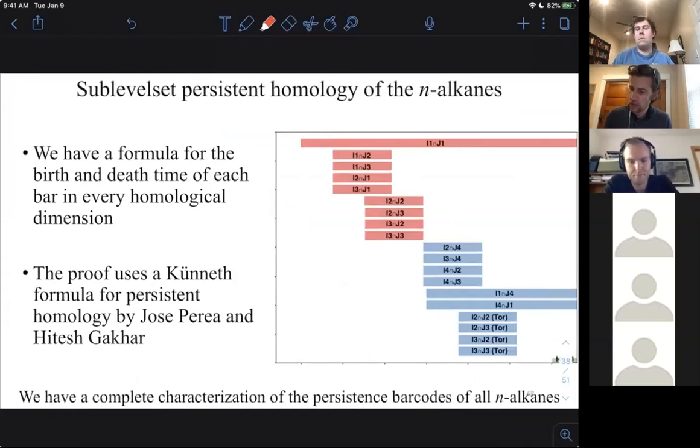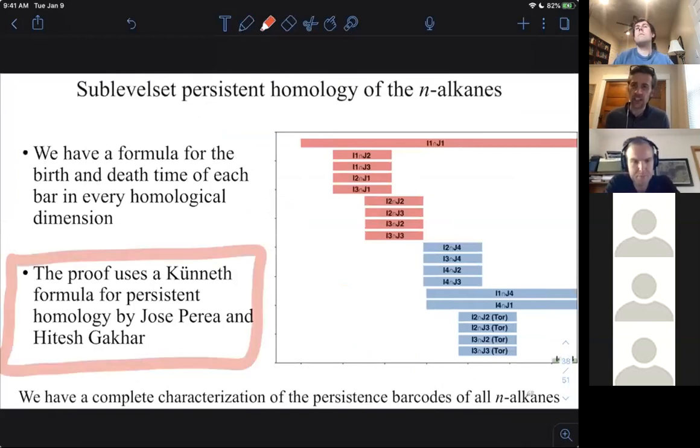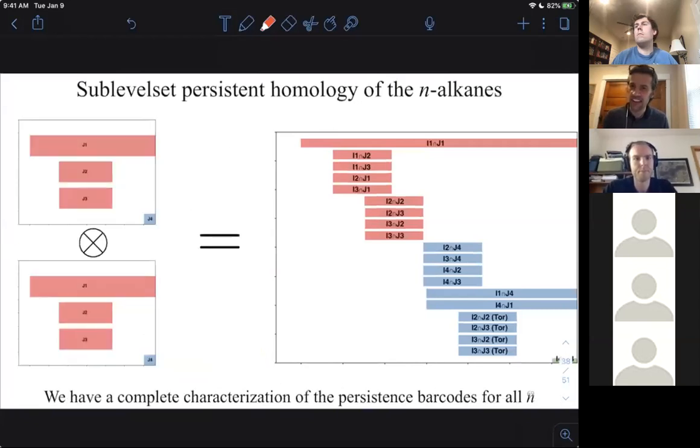So to do this, we really end up using a Künneth formula for persistent homology. Künneth formulas, if you took graduate topology, are a way to talk about the homology of product spaces. And there's a Künneth formula, developed very recently in the last couple of years, not only for homology but also for persistent homology. And that's what we use here. In some sense, you take two persistent homology barcodes for butane, and you multiply them together to get the persistent homology for pentane.